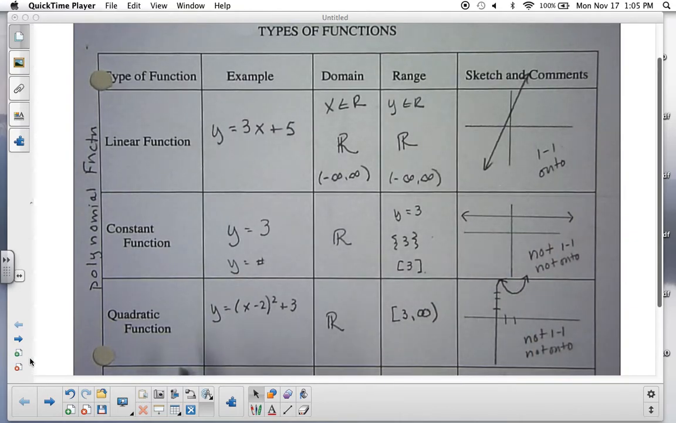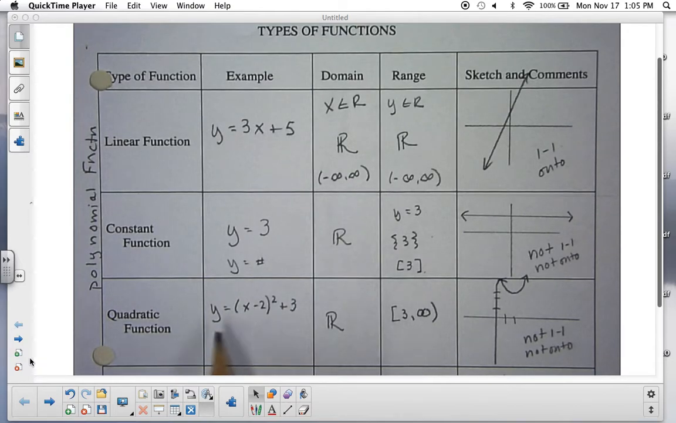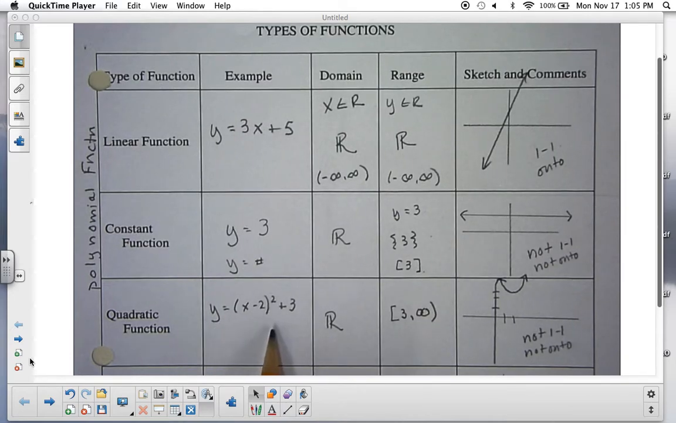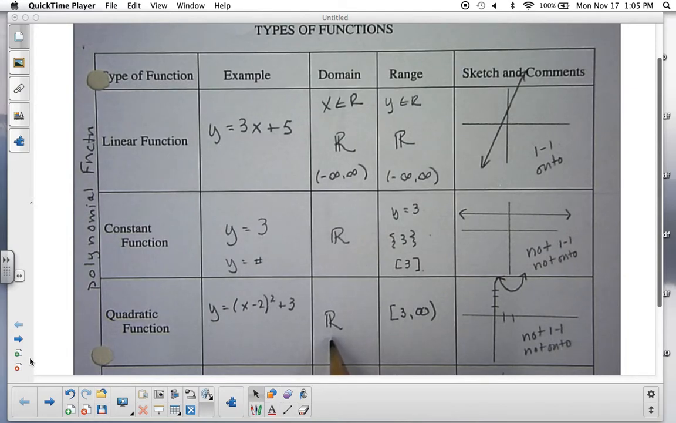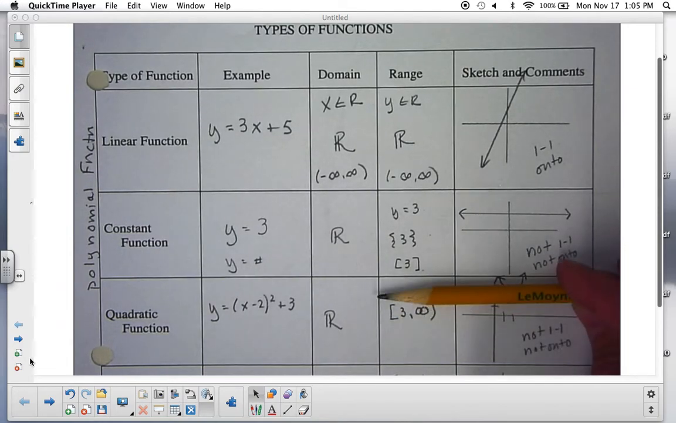And then the last one for the first 3, the quadratic function, is just a parabola. This is our new way of writing it in vertex form. It could be written in standard form, but you know it's a parabola because it's got an x squared and a single y. In this example, it was over two units to the right and up 3, so I just made a quick sketch. The domain, again, all real numbers. Our range, though, is 3 to infinity.